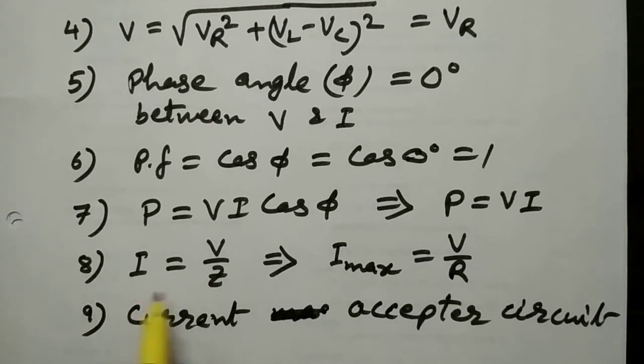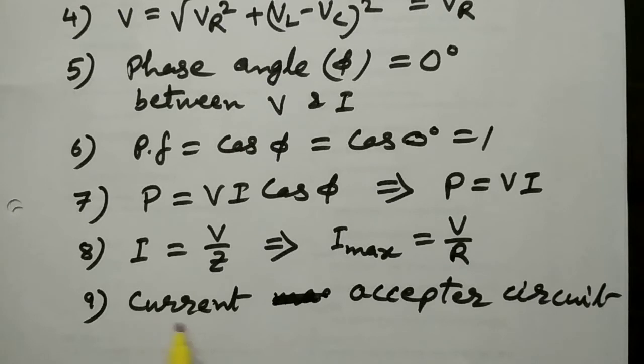During resonance, as the impedance is minimum, the current will be maximum. So it will be V upon R. And as the maximum current flows through the circuit, it is also considered as the acceptor circuit. Let's see the graphical representation of resonance in a series RLC circuit. Here we will analyze the series RLC circuit with respect to the frequency, and we will also identify the resonance frequency and the behavior of the circuit at resonant frequency.